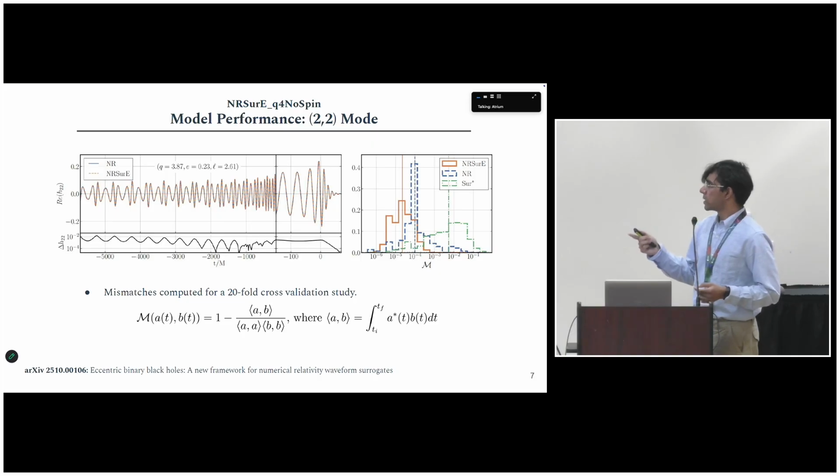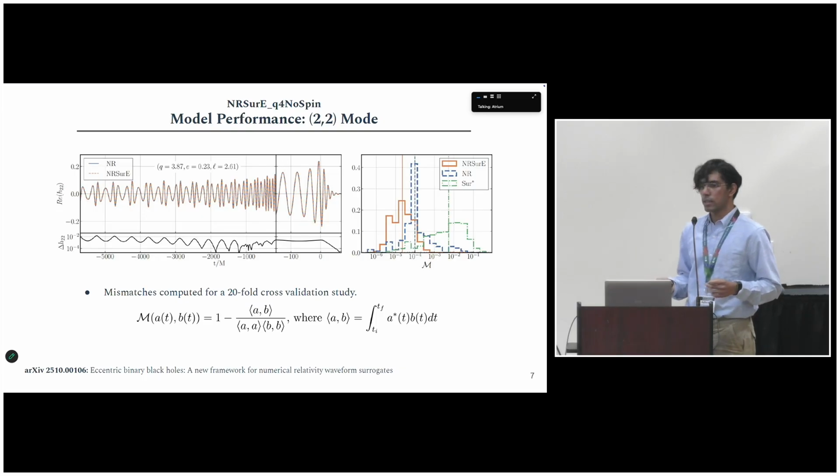And the validation set mismatch errors are plotted in the yellow histogram on the right. In the blue dashed histogram, we plot something different, which we call the NR error, which is the mismatch computed between the highest available resolution of NR available to us against the second highest resolution. And those 2 histograms being comparable indicates that our model is as accurate as the underlying simulations themselves.